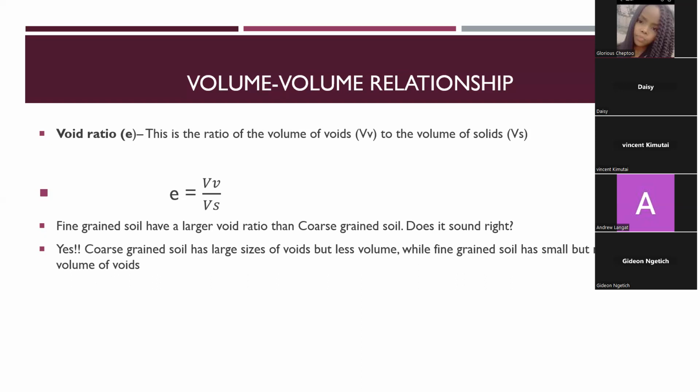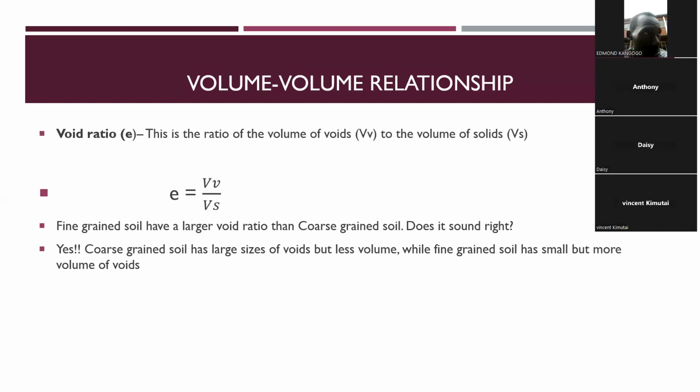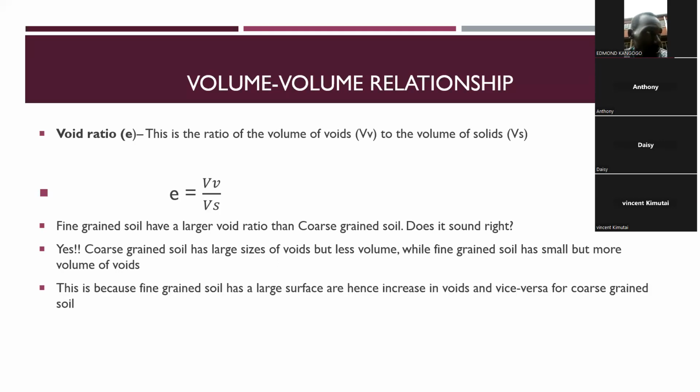Read for us that statement, Kamlesh. Yes, coarse-grained soil has large sizes of voids but less volume, while fine-grained soil has a small volume of voids. So, Gloria, read for us the second statement. This is because the fine-grained soil has a large surface area, hence increase in voids, and vice versa for coarse-grained soils.